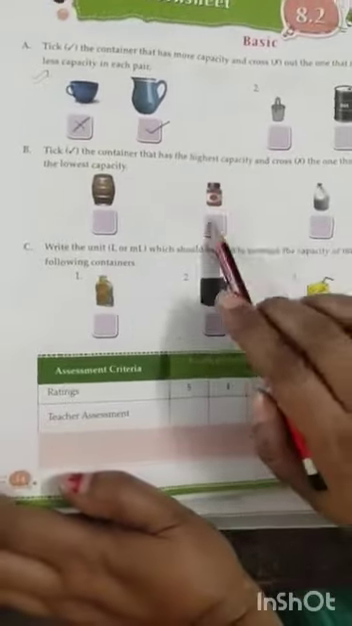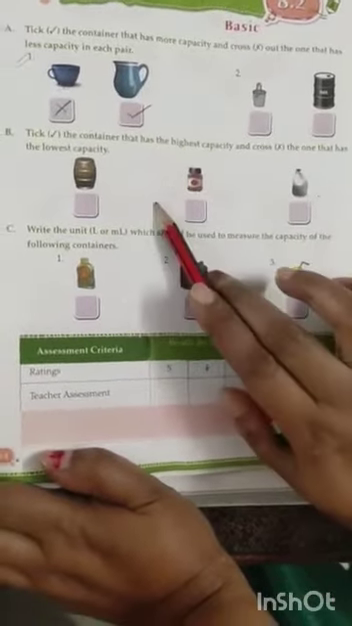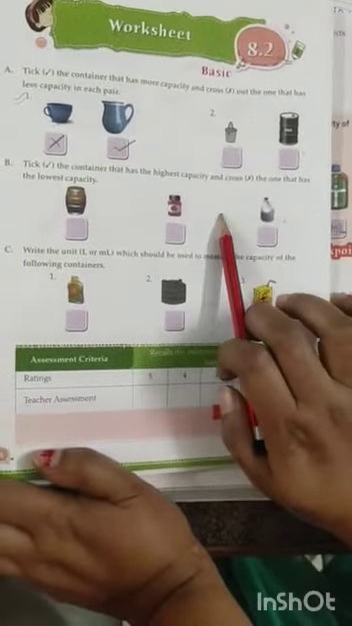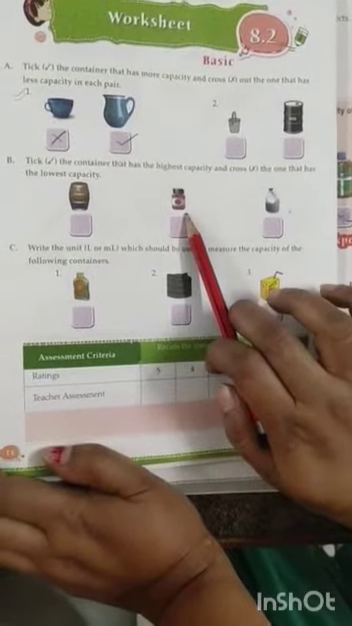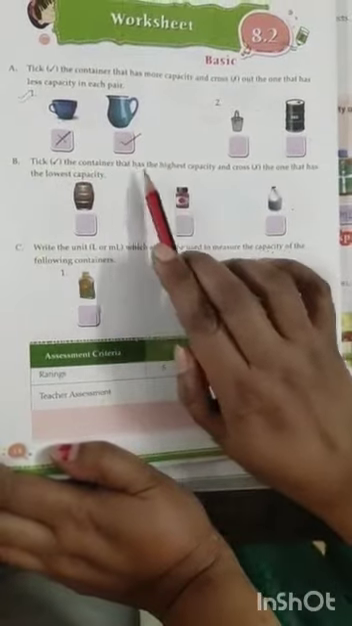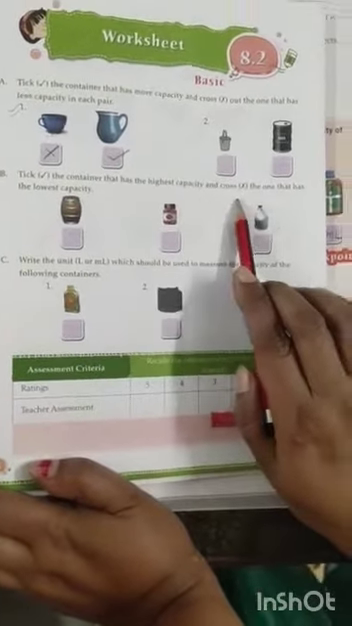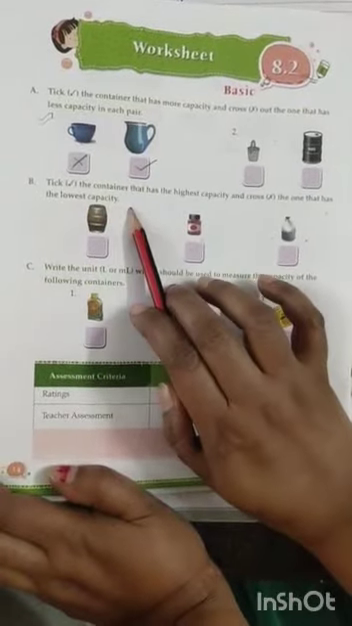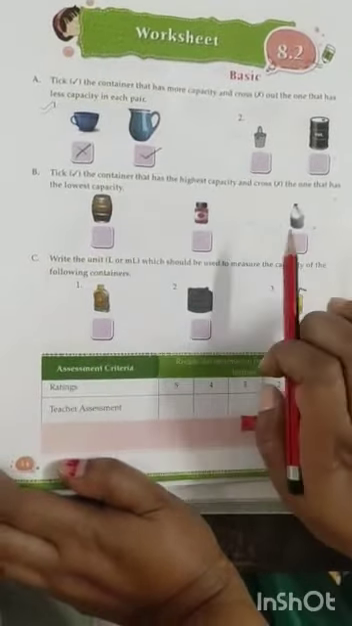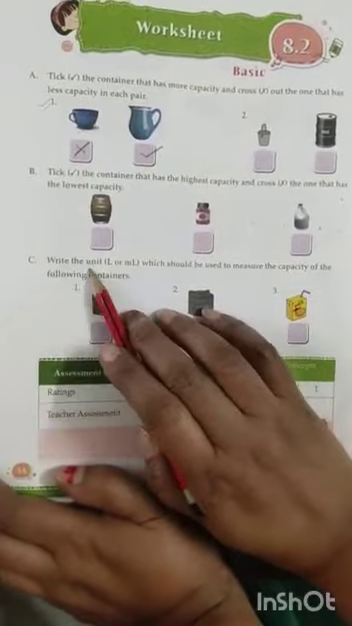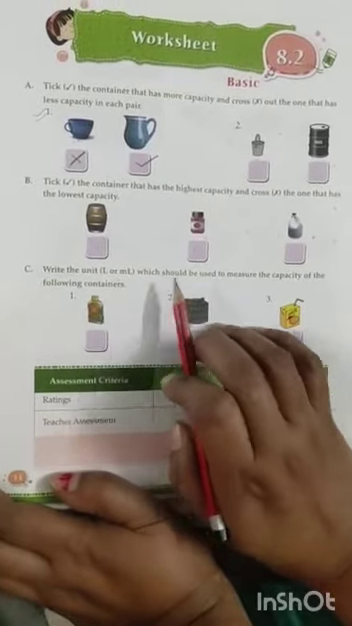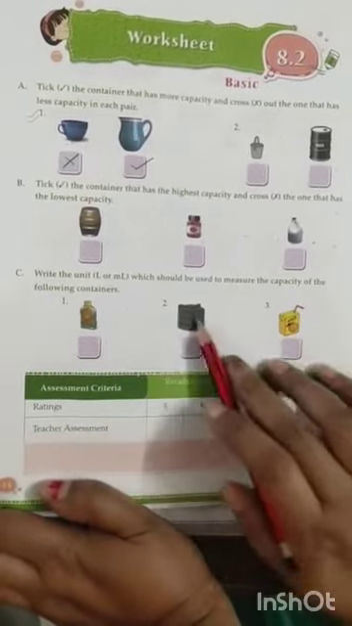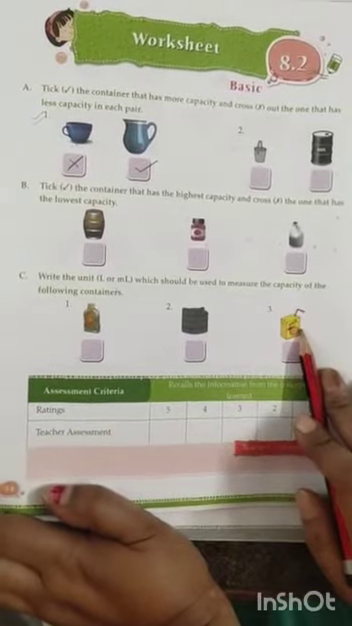And this one is the same as the exercise which we have done in the course book, so you are going to do it yourself. Ma'am is not going to tell you. Take the container that has the highest capacity and cross out the one that has the lowest capacity. Is that clear, children? You are going to do it yourself. Then question C: write the unit, liter or milliliter, which should be used to measure the capacity of the following containers. This one also you are going to do yourself.